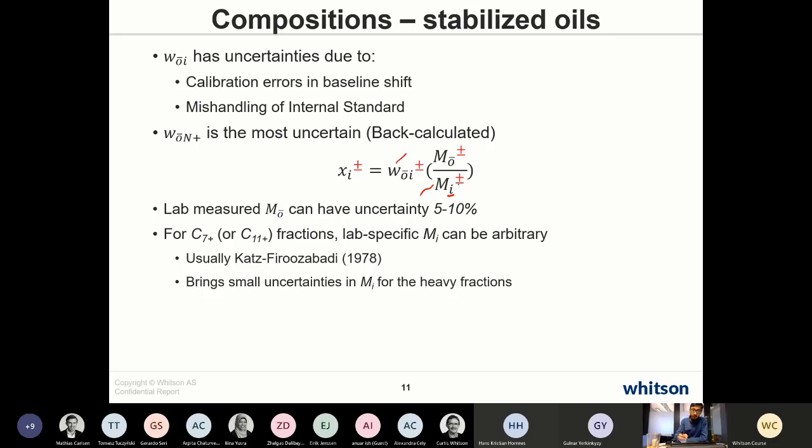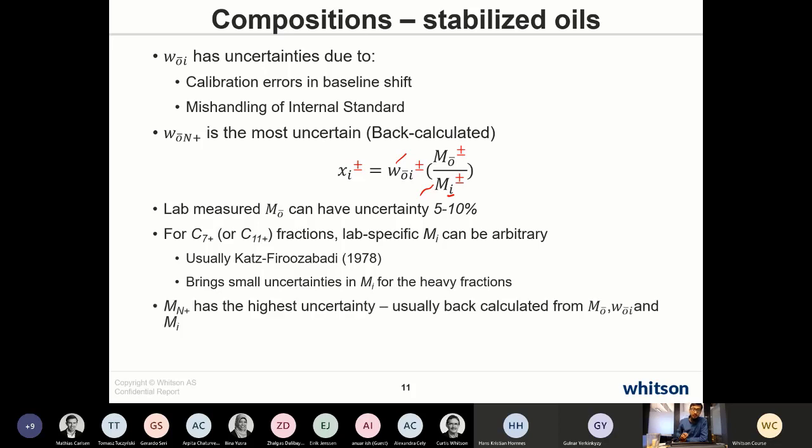And individual component molecular weights, we were already discussing this before, for these heavier fractions we have to come up with average properties, right? And the component properties for those heavier fractions can vary from one field to another. PVT labs generally use some arbitrary lab-specific component molecular weights, which may or may not be representative of the field. So there is some uncertainty that comes from the choice of the molecular weights PVT labs use to convert the mass fractions to mole fractions.